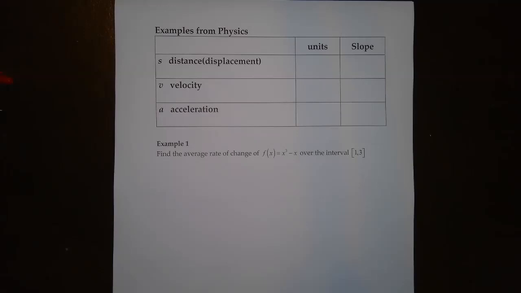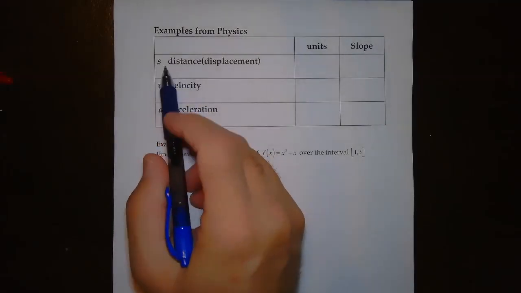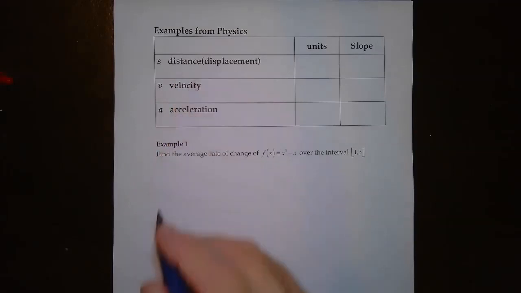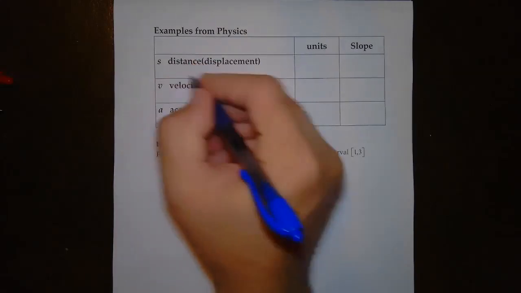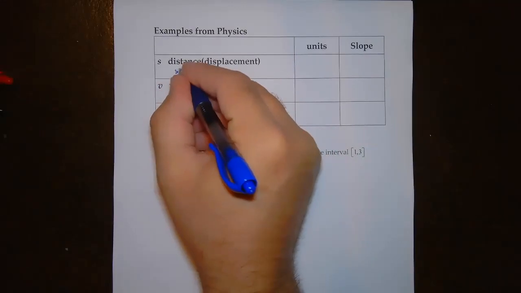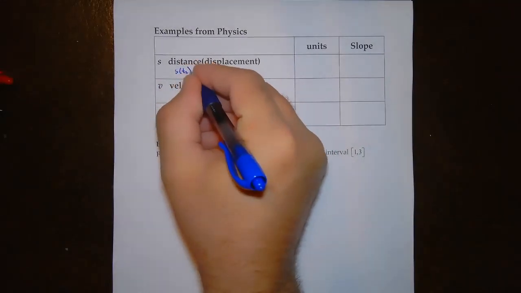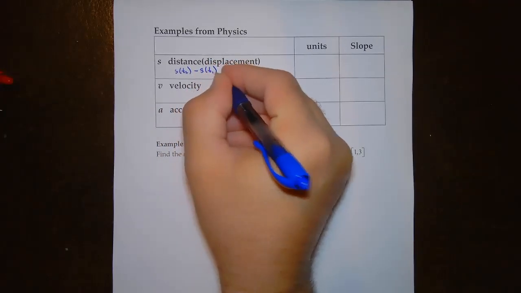So what I want to talk about is how we use this average rate of change in physics, okay? In physics, we talked about distance, and we called it S a lot of times, all right? I don't know if Mr. Jet always called it S or not, but that's all right, okay? It's the function S. So displacement, or the change in distance, would be S of T sub 2 minus S of T sub 1, okay?